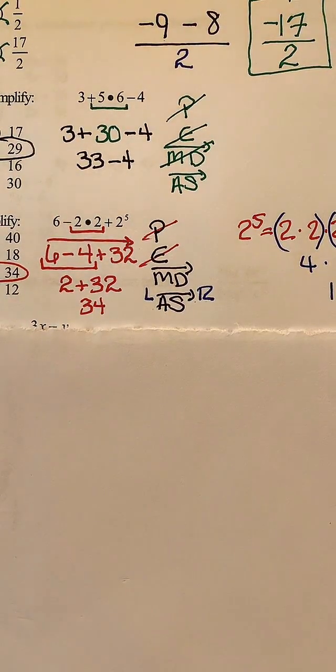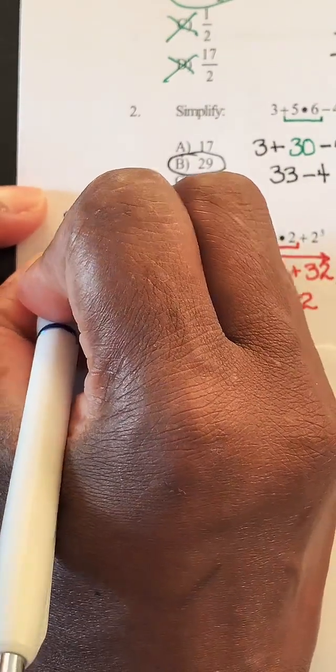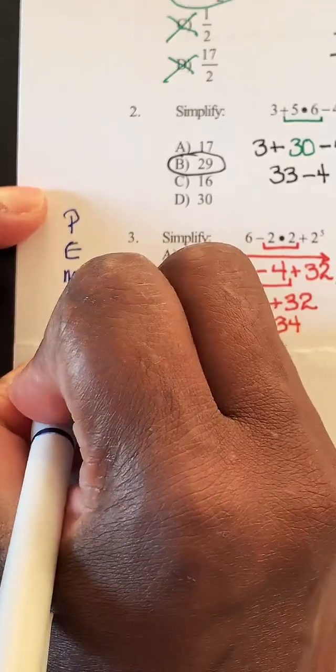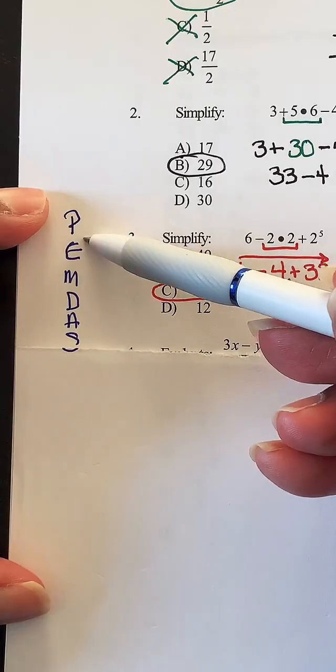So that's why I had to do the 6 minus 4 first, because that's the first thing I saw going from left to right. Okay? That key part is left to right. Everyone forgets about that. All right.